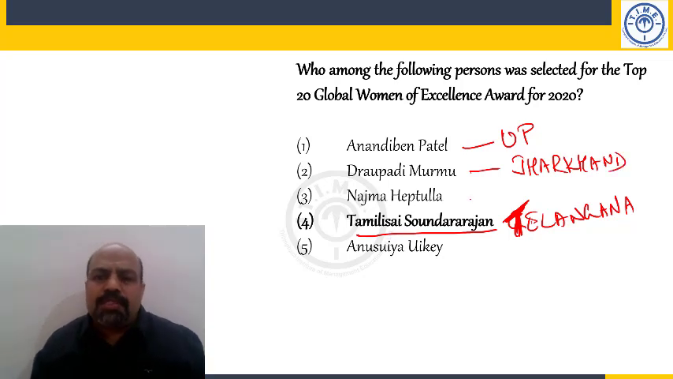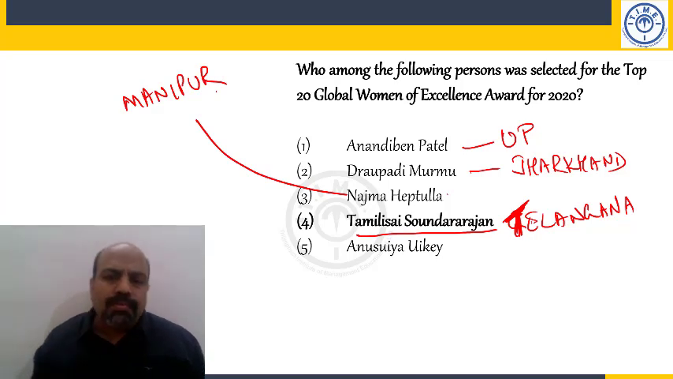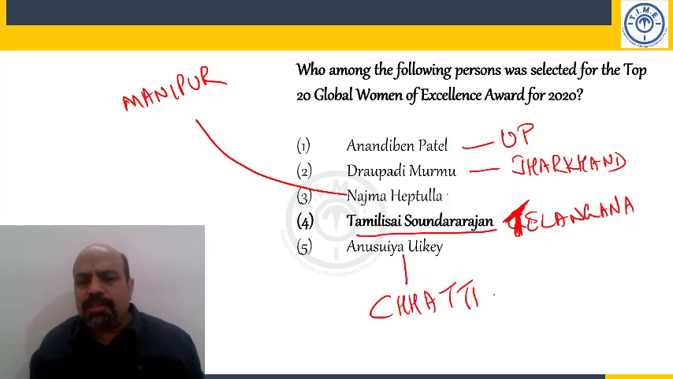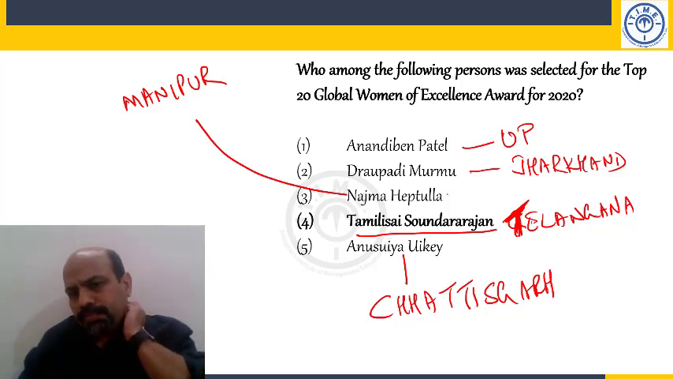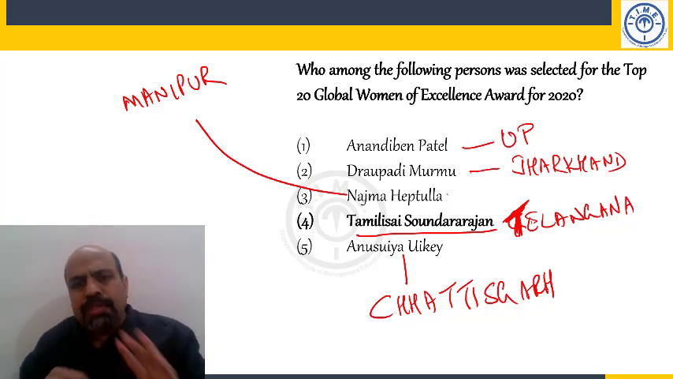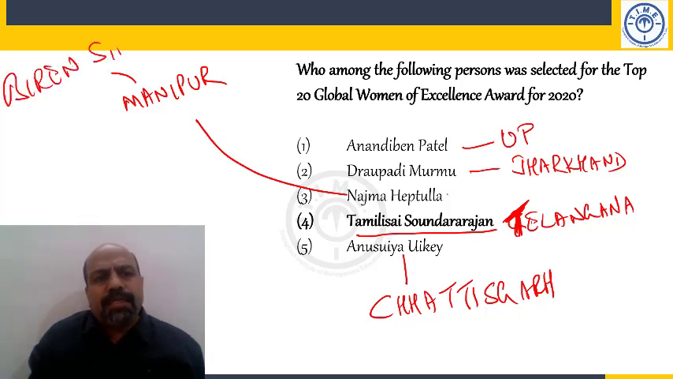Najma Heptulla, ex-congressperson and former deputy chairperson of the Rajya Sabha, currently a BJP member, is the Governor of Manipur. Anusuiya Uikey is the Governor of Chhattisgarh. If you want to know the chief minister here, in Manipur, Biren Singh is the chief minister. The capital, as you know, is Imphal.